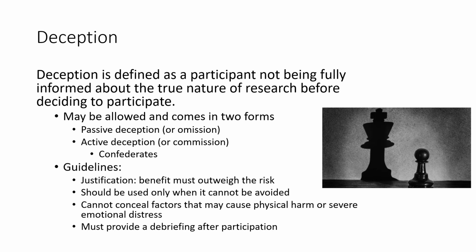First, for any deception, the benefit must outweigh the risk, and it should only be used when it cannot be avoided. That's a really important one. If there's any way to avoid deception, it should be avoided, simply because there's this prevailing opinion that all psychology studies use deception, so you must be deceiving me if I'm here for a study. And the only way to get around that is to stop using deception in most studies.